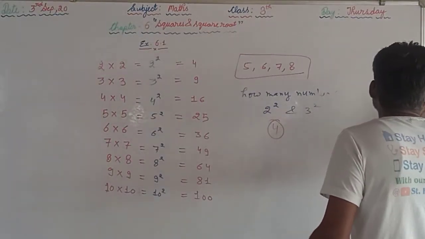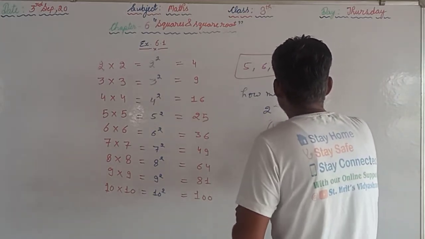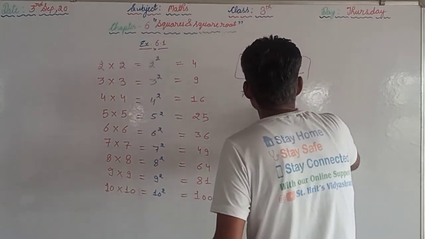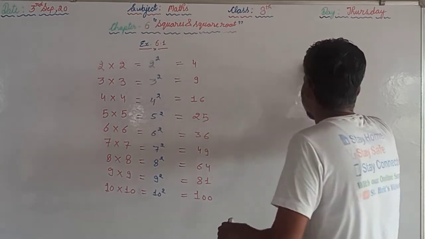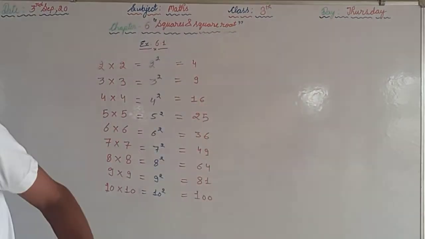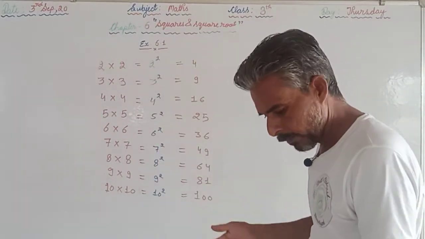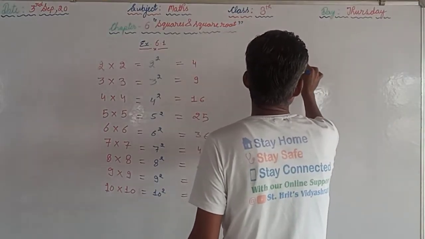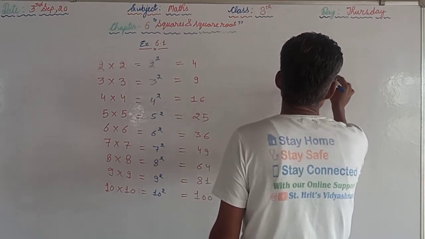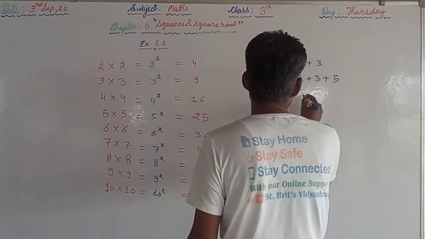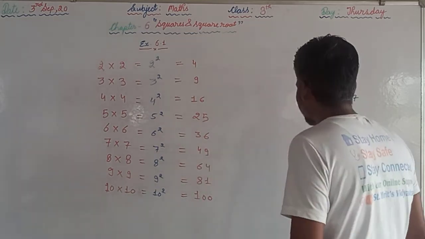We can assess whether a given number is a perfect square or not. First, perfect squares can be split up as the sum of consecutive odd numbers. Suppose 4 can be written as 1 plus 3, 9 can be written as 1 plus 3 plus 5, 16 can be written as 1 plus 3 plus 5 plus 7, like this.